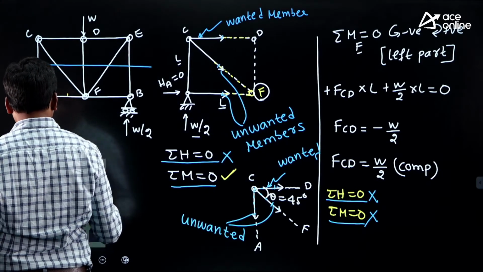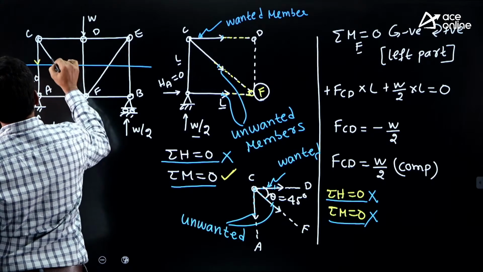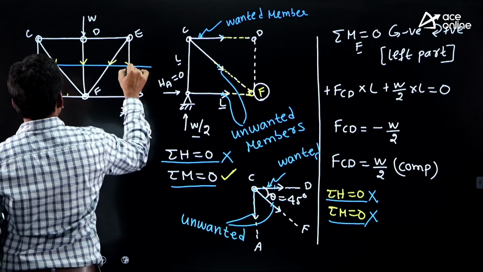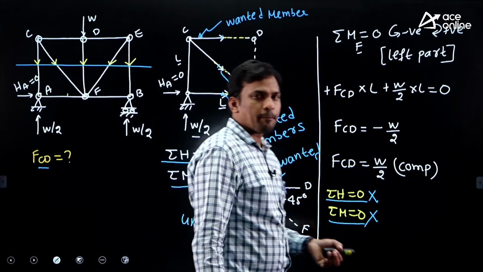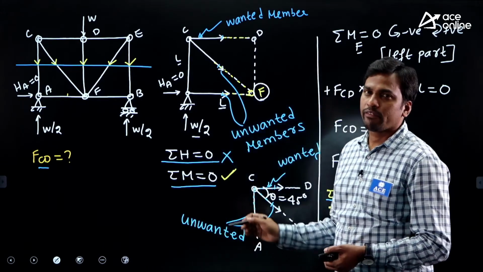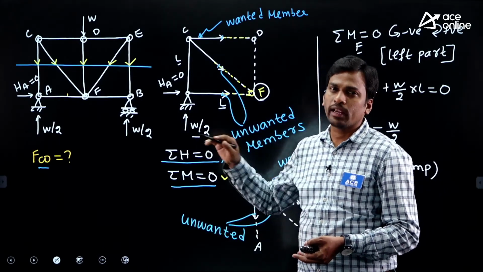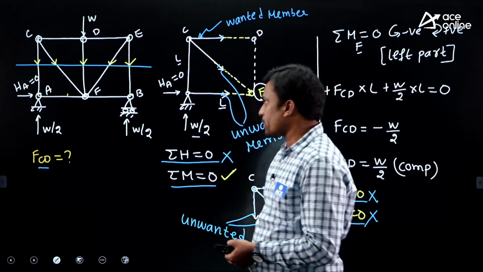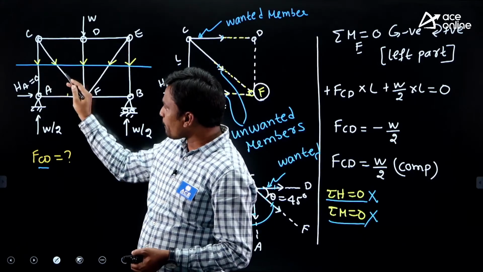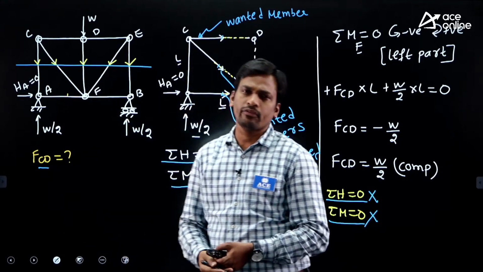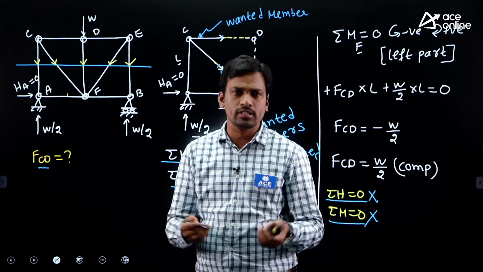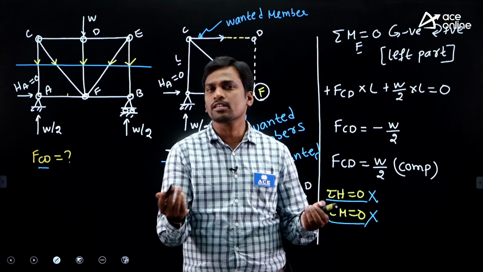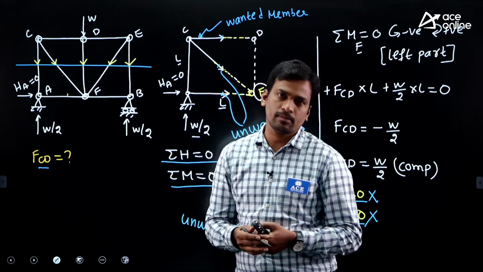For example, I'll do analysis for the upper part. Then, only for the upper part cut members, initially assume tensile force. Why only for upper part cut members? Because I am doing analysis only for the upper part of the structure. If you want to do analysis for the lower part, then only for lower part cut members initially assume tensile force. You can assume compressive force also, your wish. In the final value, if you get positive, then the assumption is right. If you get negative, then the assumption is wrong. We have to change the direction.